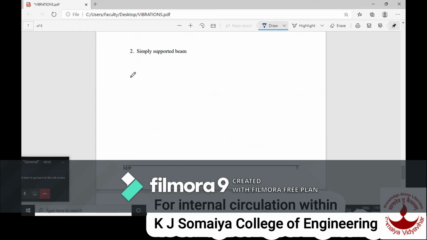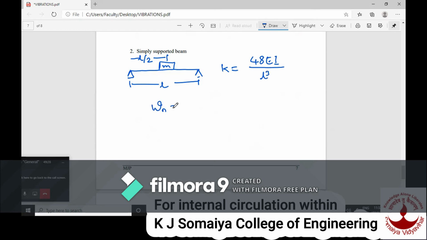The second one is the simply supported beam. In case of a simply supported beam, for example, it may be supported at both ends. Here we are considering the mass acting exactly at the midpoint, that is L by 2, and the length is L. In this case, the stiffness can be determined as 48EI divided by L cube. So here omega n can be determined as under root of 48EI divided by L cube into m.